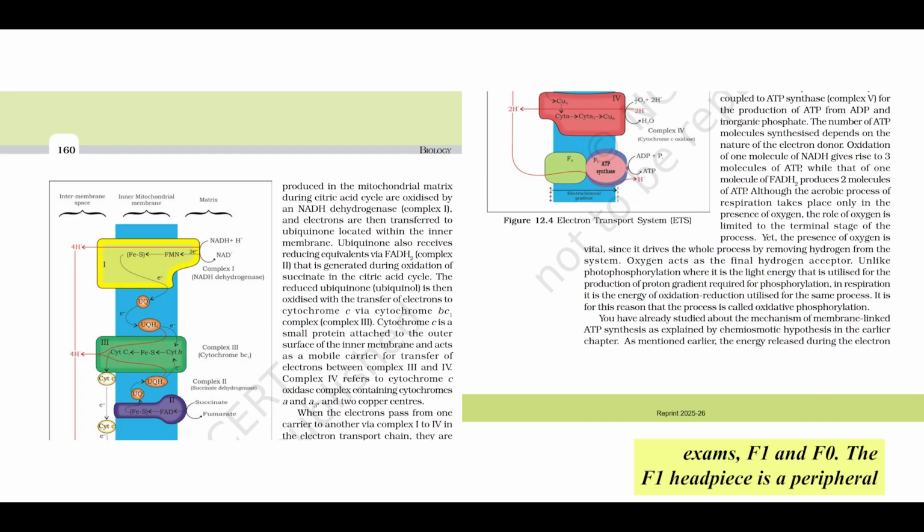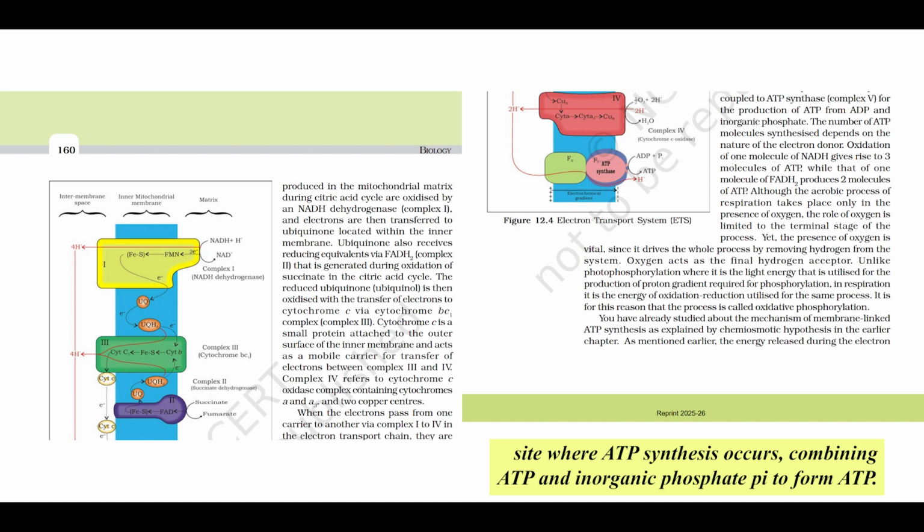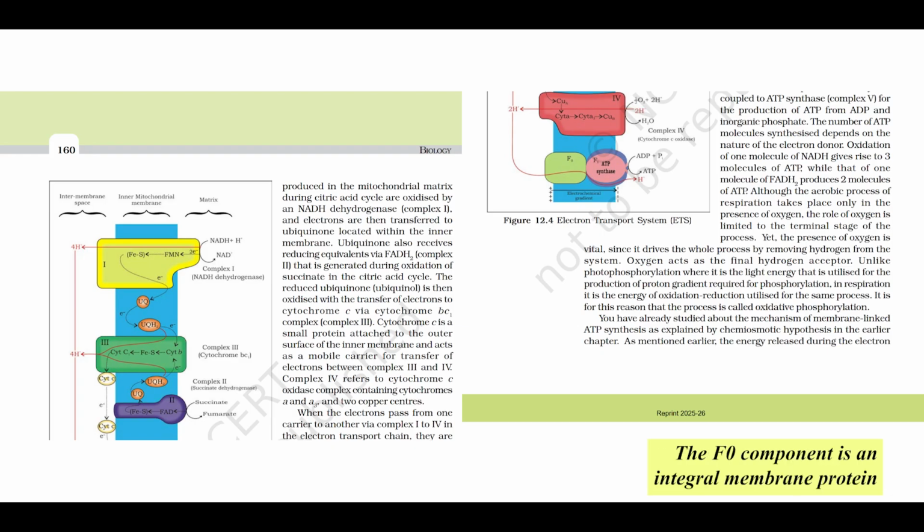The F1 headpiece is a peripheral membrane protein complex. It protrudes into the mitochondrial matrix and is the actual catalytic site where ATP synthesis occurs, combining ADP and inorganic phosphate, Pi, to form ATP. The F0 component is an integral membrane protein complex embedded within the inner membrane. F0 forms a channel or a rotating motor through which protons, H+, flow back down their electrochemical gradient from the intermembrane space into the mitochondrial matrix.